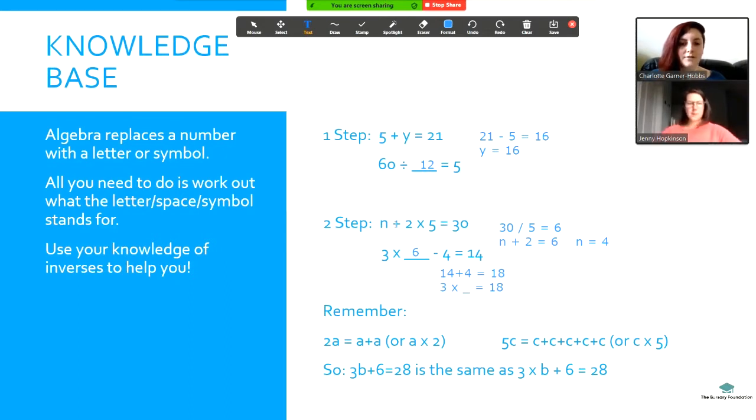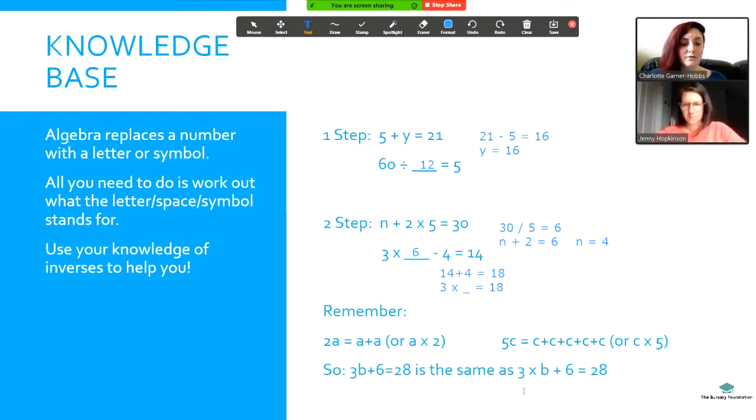The other thing we can think of here as well is if we're going in reverse, multiplying something by 5 would still be the reverse, so we'd have to do 30 divided by 5 first anyway. Okay, so this one down the bottom here, I've got 3 multiplied by b plus 6 is 28.